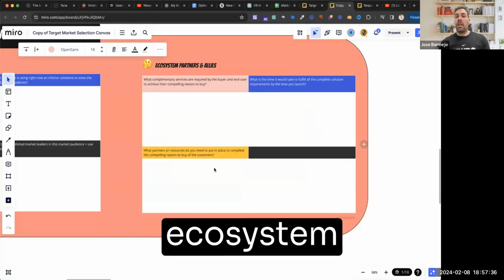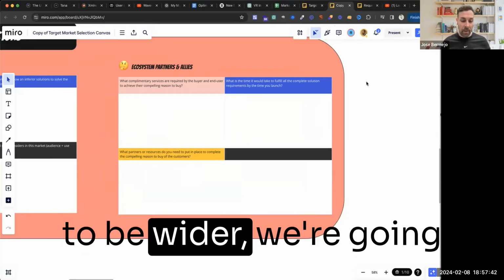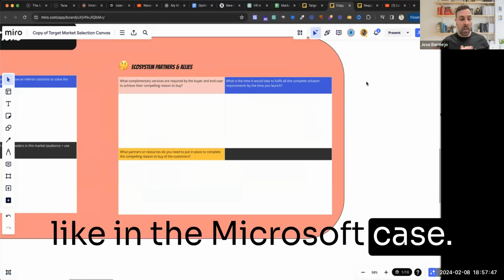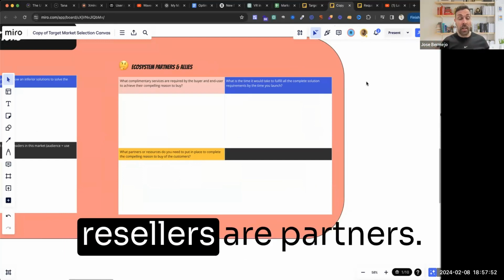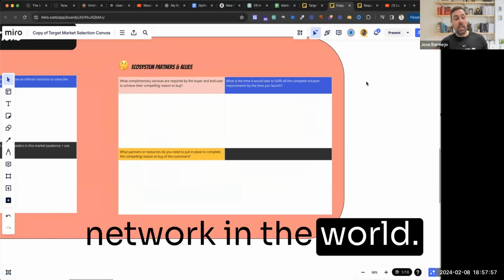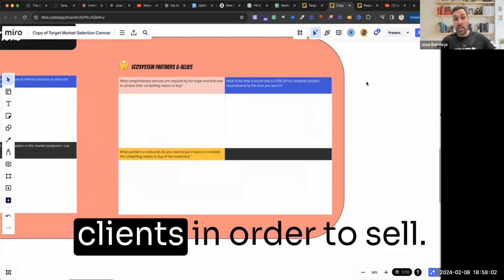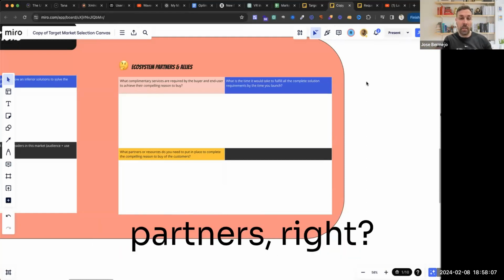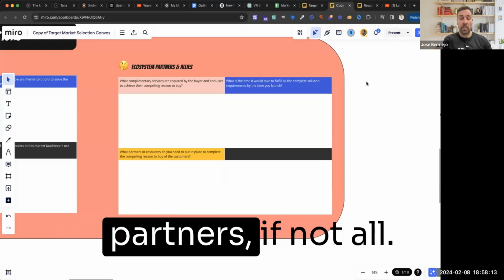Then regarding ecosystem partners, analyze this. In order to sell faster and to the mainstream and to be wider, we're going to need to surround ourselves with partners, like in the Microsoft case. To adapt the Office 365, those value-added resellers are partners. Microsoft has the biggest partner network in the world, and it's because they need to reach farther and they need to add value to the final clients in order to sell. Microsoft is nobody without their partners, right? Big part of their competitive advantage and differentiation comes from their partners, if not all.